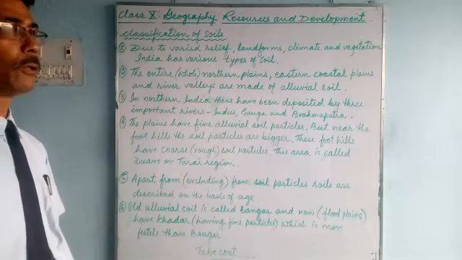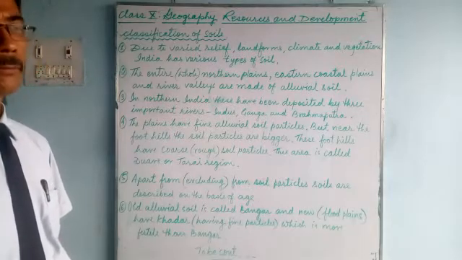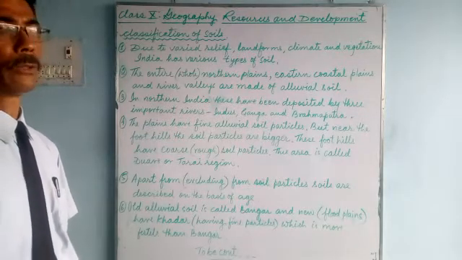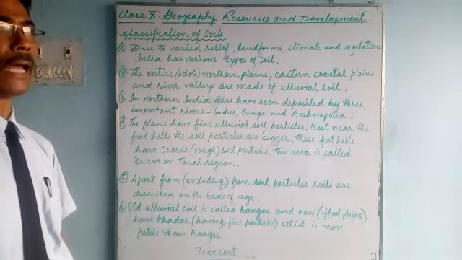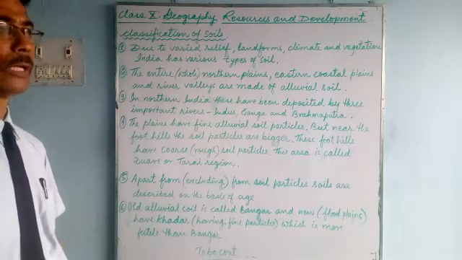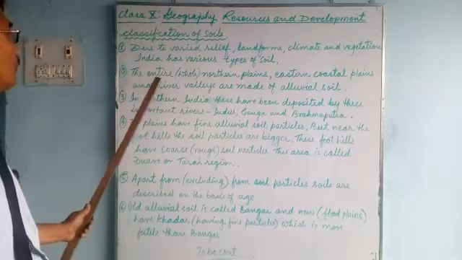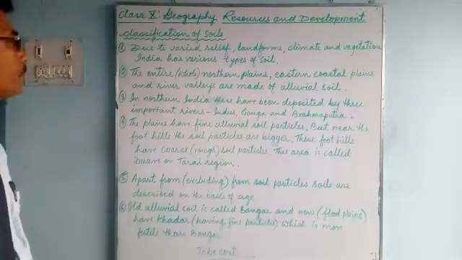So first we'll talk about various types of soil. First we'll talk about alluvial soil, then red soil, laterite soil, black soil, various types of soil. So now first we'll talk about alluvial soil.